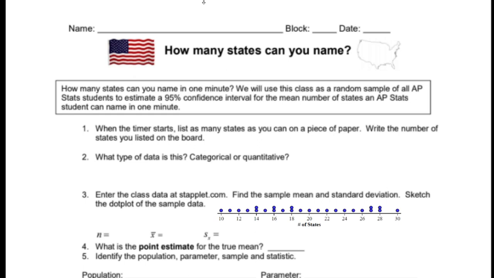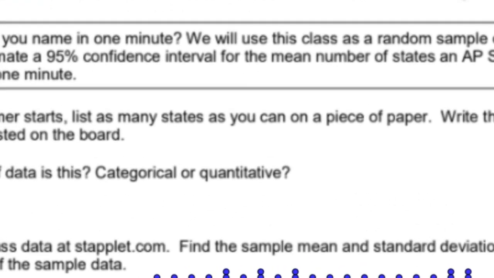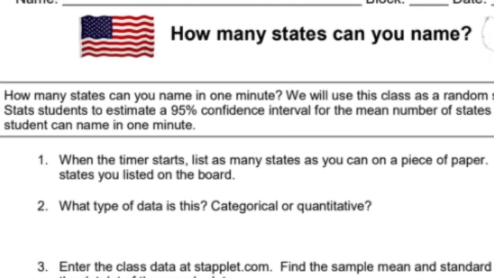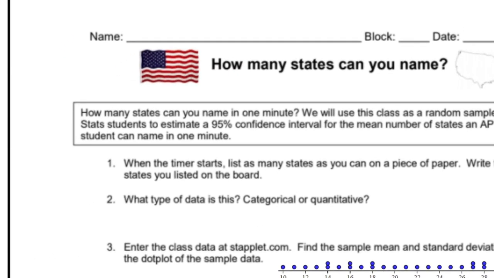We're going to use this class as a random sample of all AP Stat students to estimate a 95% confidence interval for the mean number of states an AP Stat student can name in 1 minute. So I want everyone to get out a sheet of paper or something like that, and we are going to set a little timer for 1 minute.